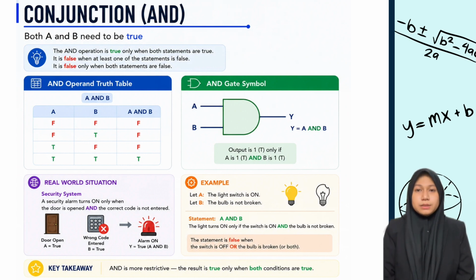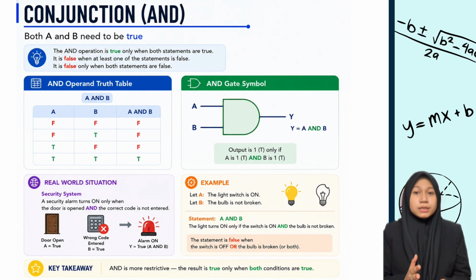A real-world example is a security system. The alarm activates only when the door is open and the correct code is not entered. In conclusion, the AND operator is more restrictive because the result is true only when all conditions are true.